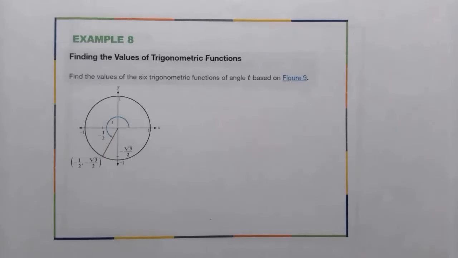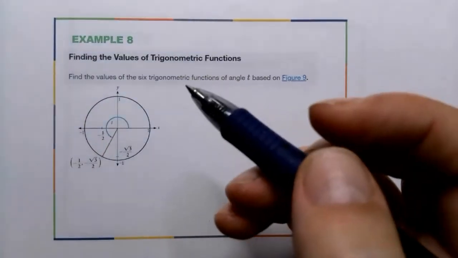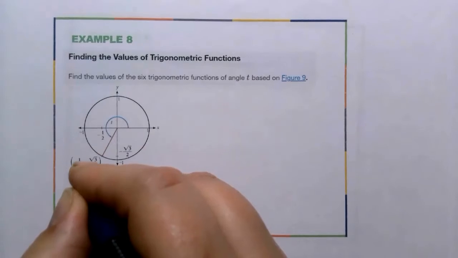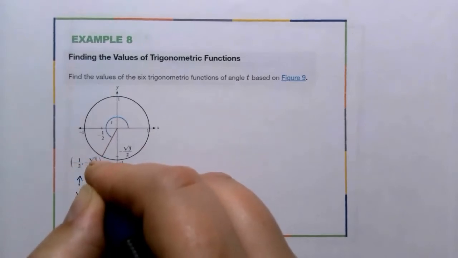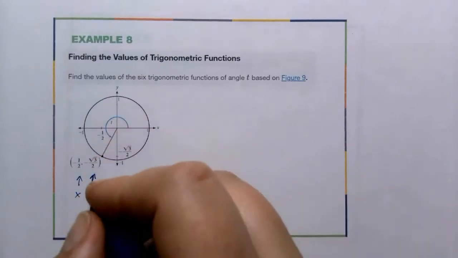In this video, we're going to go over some more examples of how to use our basic identities and definitions to find different trigonometric function values. So here in this example, it says find the values of the 6 trigonometric functions of the angle t based on this figure. So we have the x and y values for the point where the terminal side crosses the circumference.